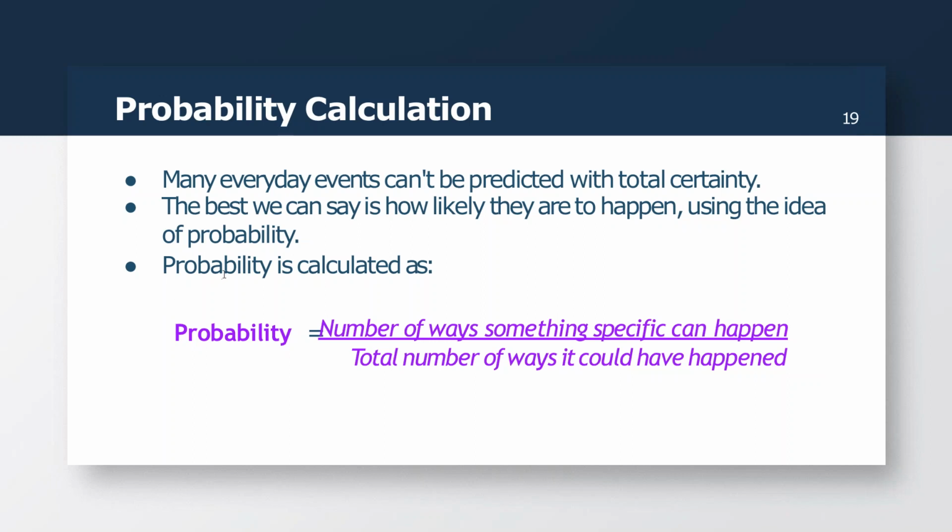Okay. So probability is very simple to calculate. This is the formula. Basically, you divide the number of ways something specific can happen by the total number of ways it could have happened, right? We'll look at practical examples. We'll be doing a lot of probability today. So this is just the basic of it, right?